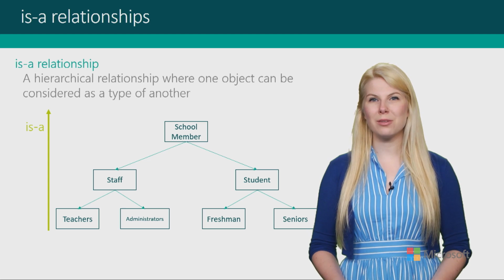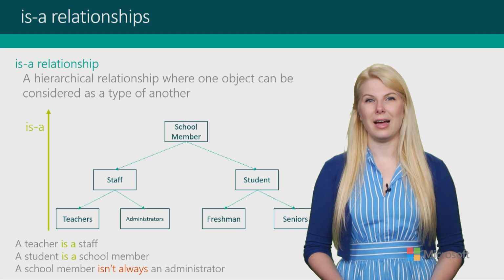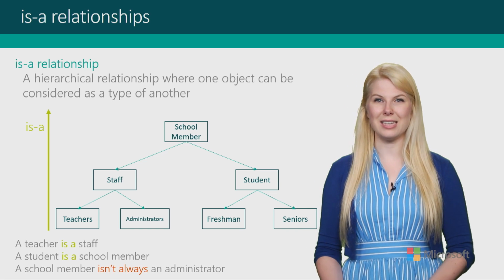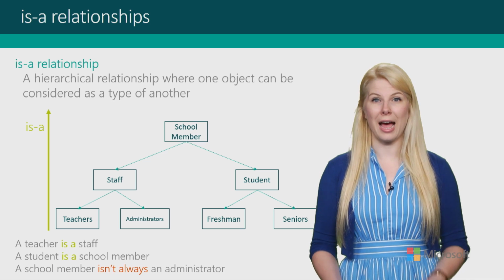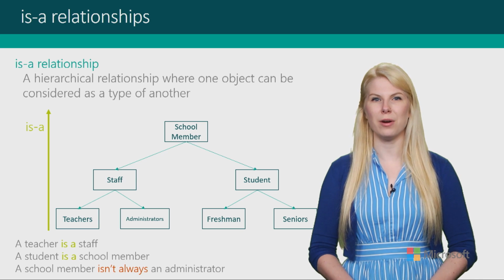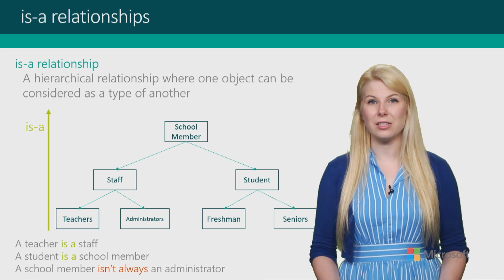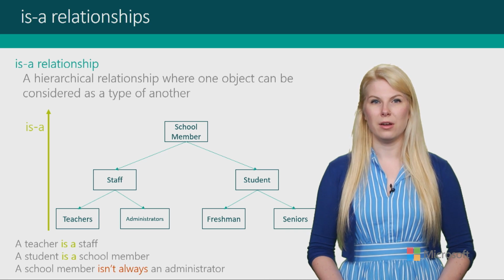So it works the way that we would explain it like a human. For example, a teacher is a staff member because teacher extends staff. This is true because all teachers have to be staff members. They inherit from staff. That's how the hierarchy works. And just like that, a student is a school member. It inherits from school member. It has to be a subset of school member.